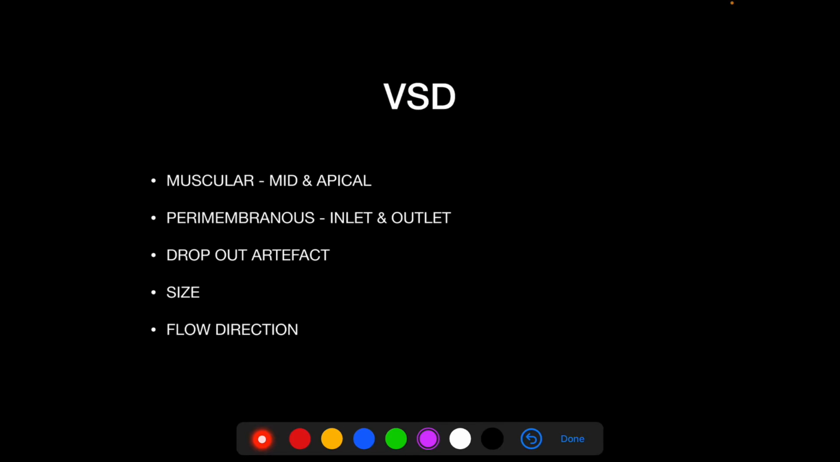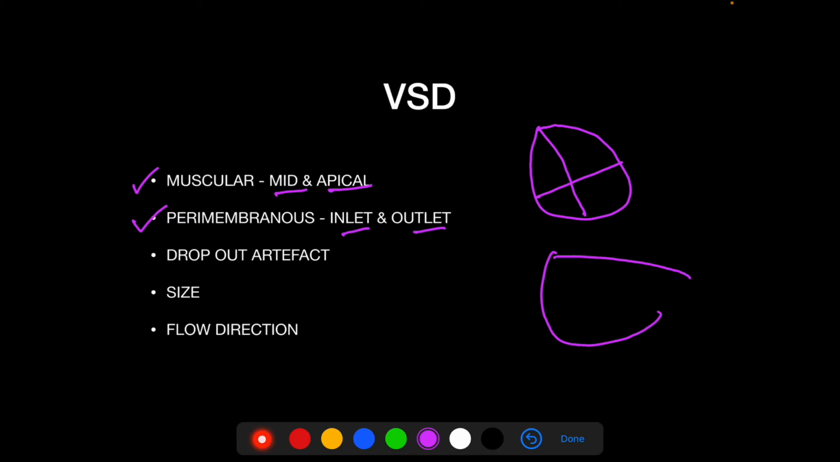In VSD, there are types: muscular VSD, which is again divided into mid and apical, and perimembranous VSD, again subclassified as inlet and outlet. Then there is something called dropout artifact. When you are assessing the fetal heart, you have to assess perpendicular to the ultrasound waves.